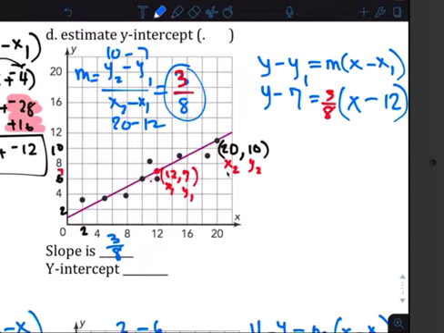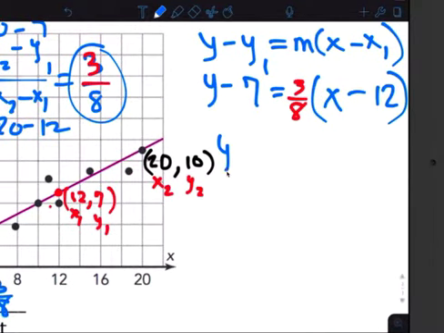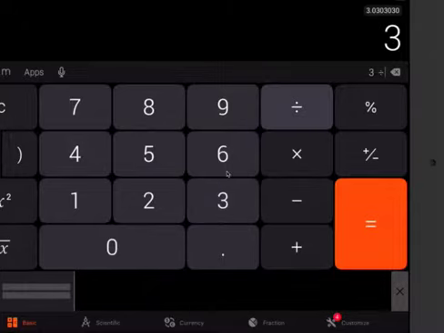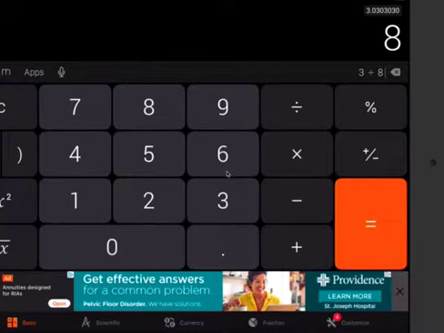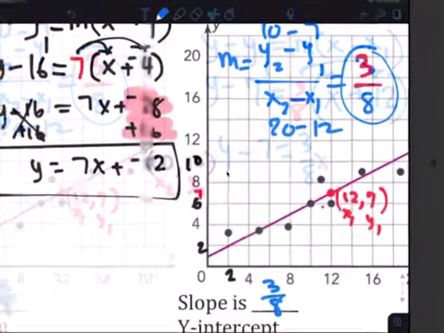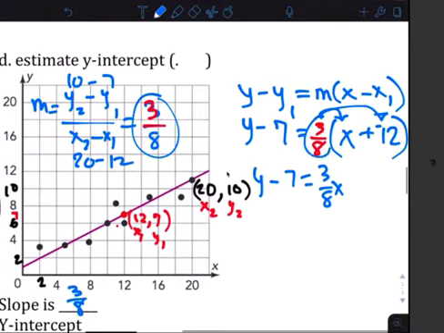This is a good one because you're going to be working with decimals. Y minus 7, distribute, you get 3 over 8x. Distribute, divide, that's a negative. So on your calculator, you put 3 divided by 8 times 12. Oh, I hate these. Times 12, right? You get 4.5. So 3 divided by 8, and we times it by negative 12, so you get a negative 4.5.